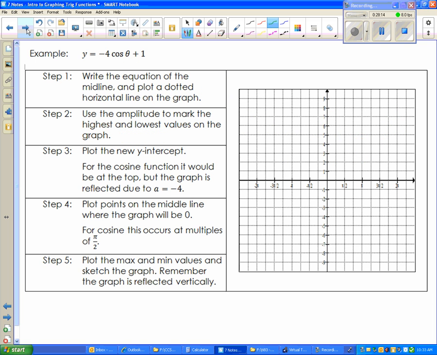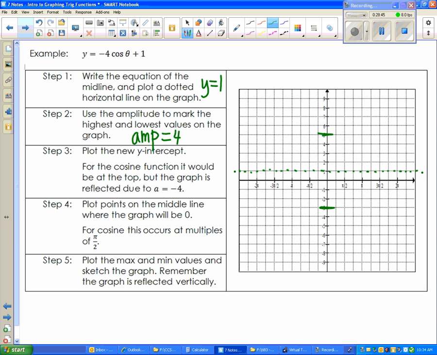The last example I want to do with you would be a reflection of the cosine. And so again, we're going to start with our midline. Our midline occurs at y equals 1, and so I'm going to draw my dotted line at y equals 1. The amplitude, remember, is always positive. My amplitude in this case is a positive 4. So from that midline, I'm going to count up 4 and down 4. That gives me my max and my min.